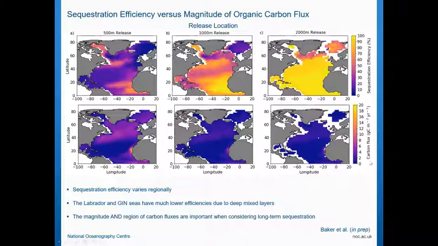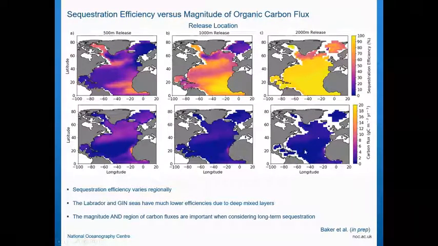So here is the Medusa organic carbon flux at the 3 depths, and you can see that this decreases as you go deeper in the water column. The reason it's important to consider the region is that, for example, here we have very high sequestration efficiency, but very, very low carbon that actually reaches the deep ocean. So there's not going to be much carbon storage in such a region.